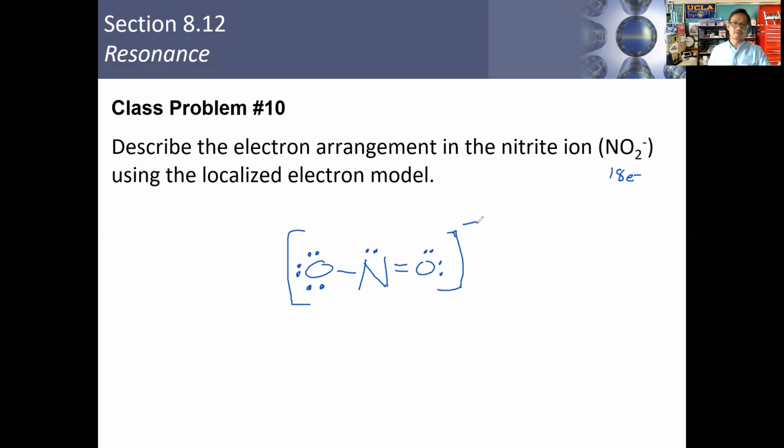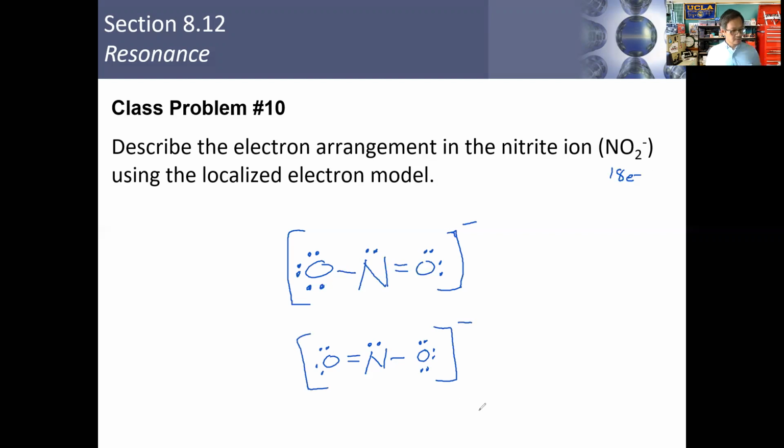And so there is a structure for nitrite. Now, let's imagine then if the double bond shifted. Let's say the double bond now falls to the oxygen on the right-hand side. Is that a valid structure for nitrite? And the answer obviously is yes. And so we see here another example of resonance as well.